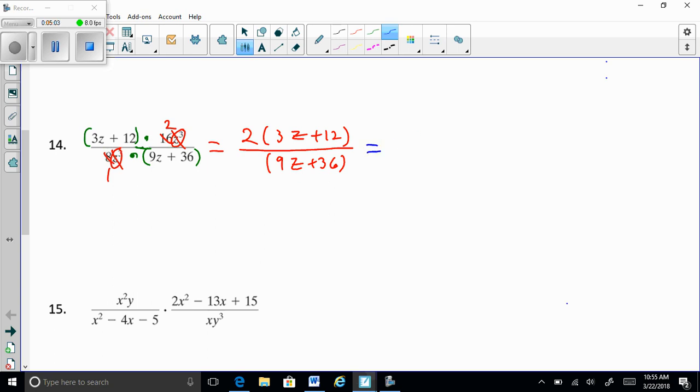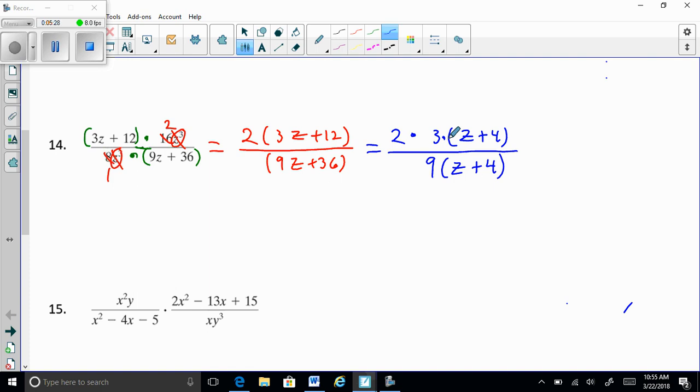So on top, you should be able to pull out a 3. And so when you pull out a 3, that'll leave us with a z plus 4. On bottom, looks like we can pull out a 9. So we'll pull out a 9. That's going to leave us with a z plus 4. Oh, okay, that's interesting. So the whole idea is to break this down into multiplication factors. And so now we've done that, okay?